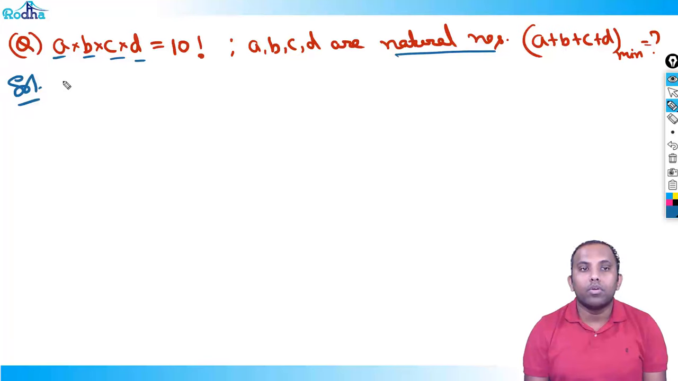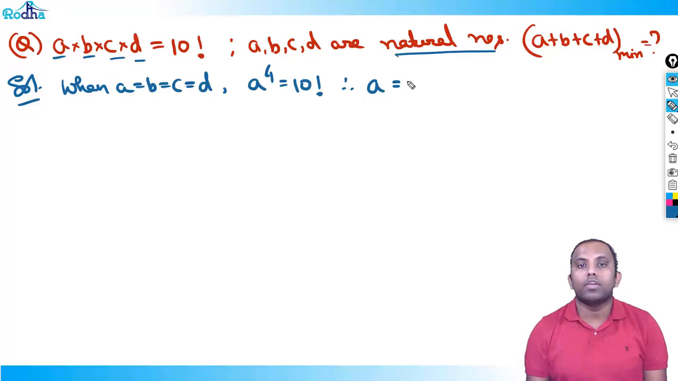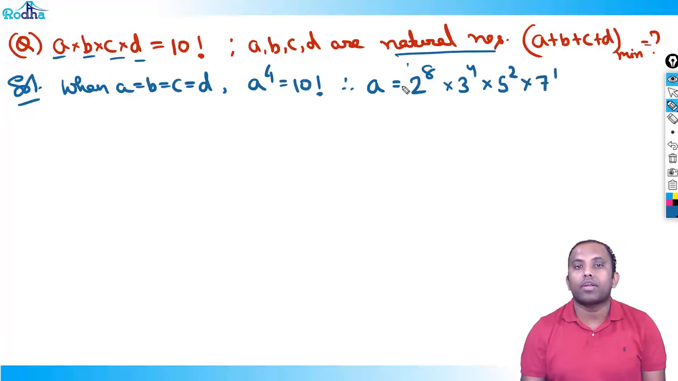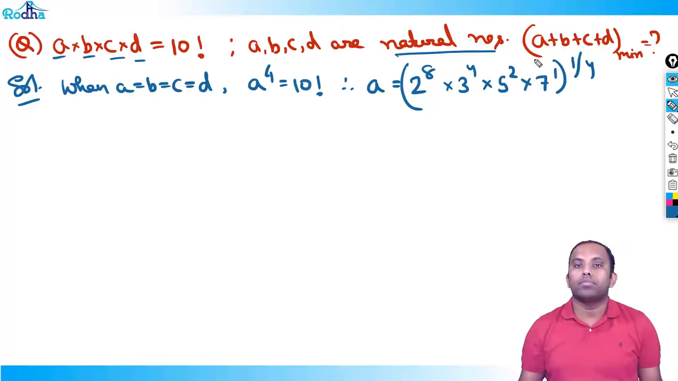So suppose when A equal to B is equal to C is equal to D, then A raised to 4 is equal to 10 factorial. Therefore, A is equal to, what is 10 factorial in factorization form? You can solve it. 2 will be 8 times, 3 will be 4 times, 5 is square, and 7 raised to 1. This is 10 factorial, right? Raised to 1 by 4. This power 4 will come this side, raised to 1 by 4 power, right?